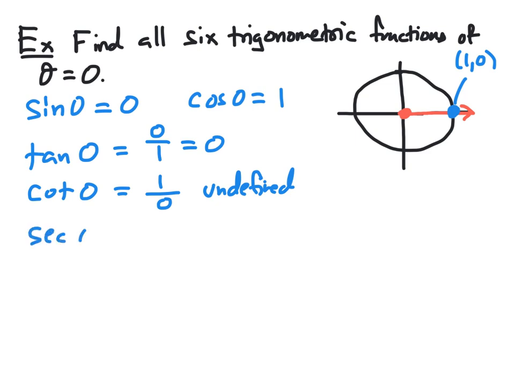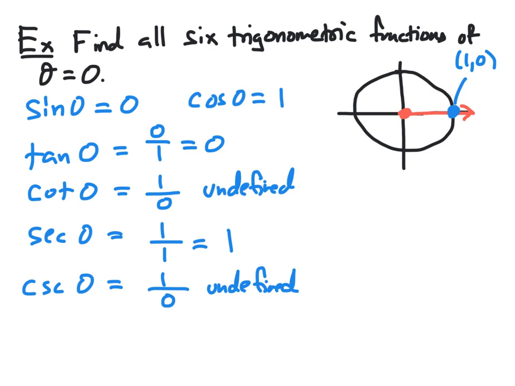The secant of 0 is 1 over the cosine of 0, so 1 over 1, which is equal to 1. And the cosecant of 0 is 1 divided by the sine of 0, or 1 over 0, and this is again undefined.